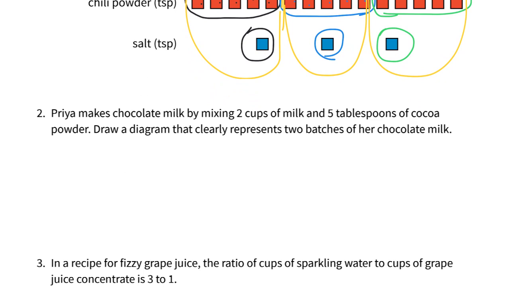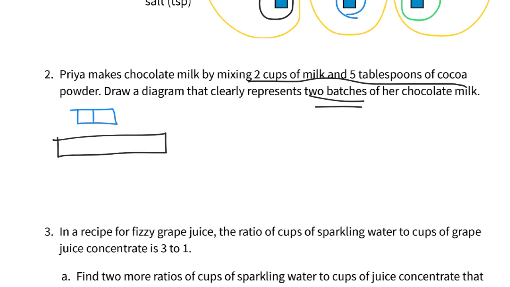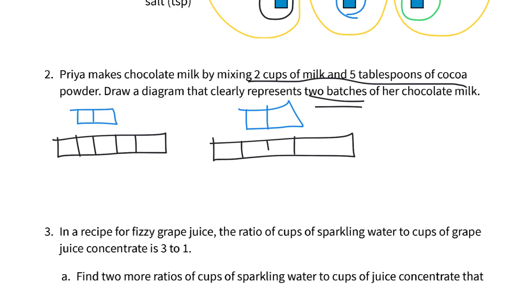All right. Priya makes chocolate milk by mixing 2 cups of milk and 5 tablespoons of cocoa powder. Draw a diagram that clearly represents 2 batches. So if we're going to be talking about milk, we've got 2 things of milk and 5 things of cocoa. 1, 2, 3, 4, 5. But if we want 2 batches, that means we're going to need another 2 cups of milk, and we're going to need 5 tablespoons of cocoa. So there is our diagram showing 2 batches.